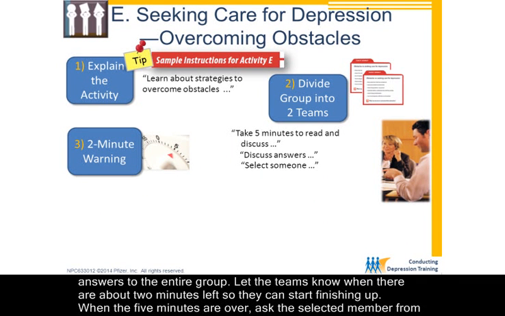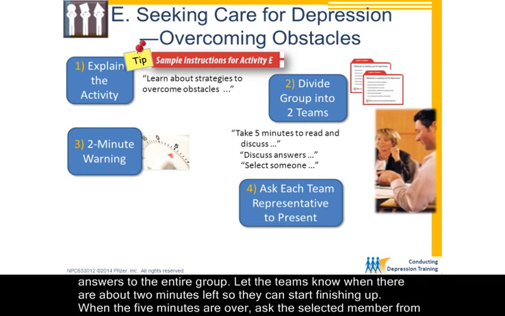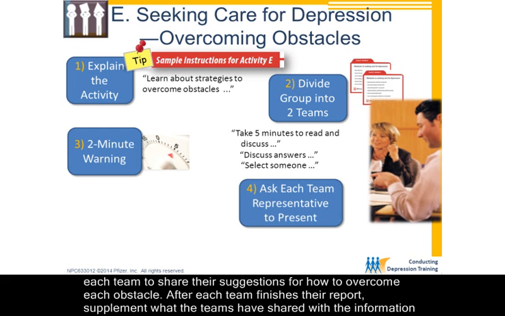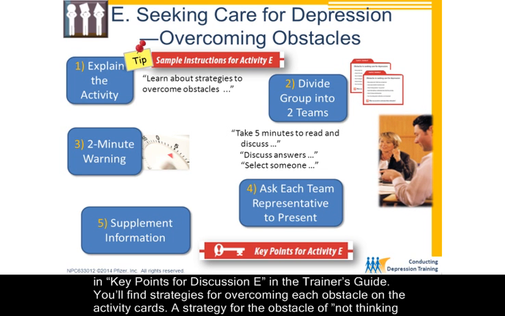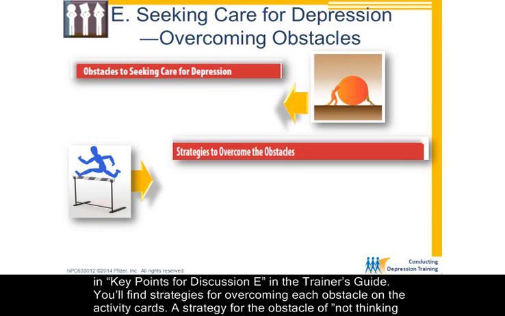When the 5 minutes are over, ask the selected member from each team to share their suggestions for how to overcome each obstacle. After each team finishes their report, supplement what the teams have shared with the information in Key Points for Discussion E in the Trainer's Guide. You'll find strategies for overcoming each obstacle on the activity cards.